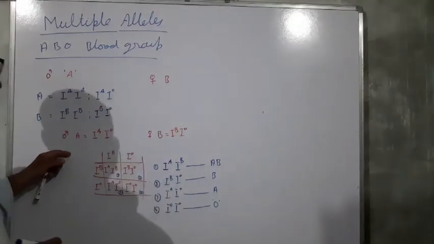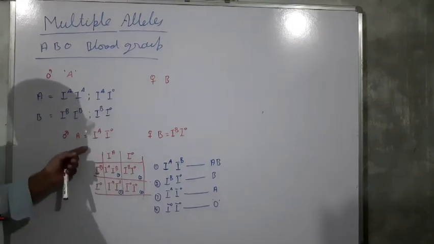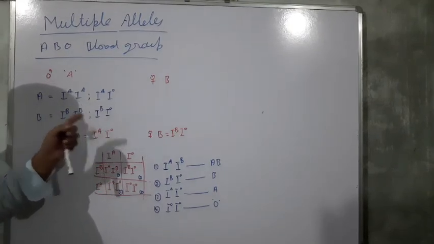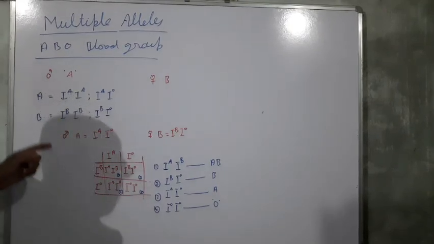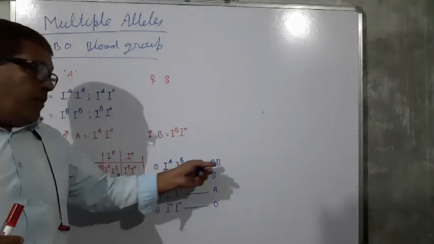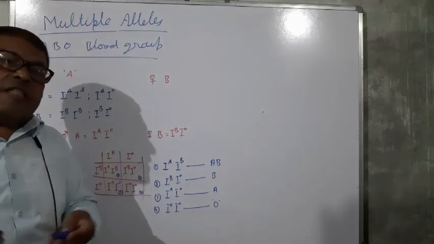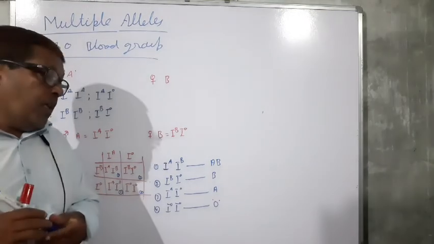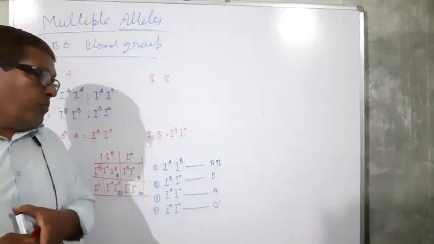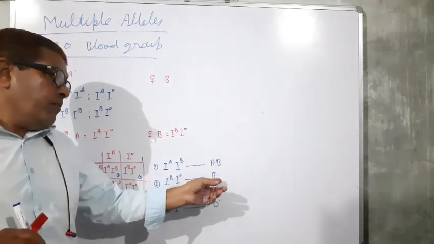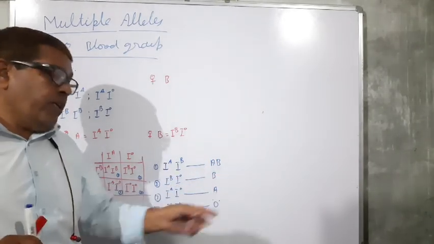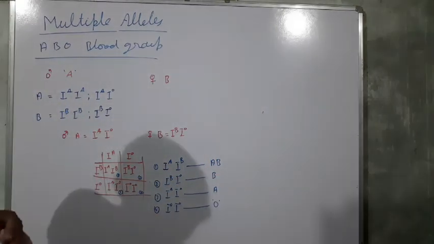So in this way, if parents have blood group A and B, then offspring may have all four types of blood group. The possibilities are blood group AB, blood group B, blood group A, and blood group O.